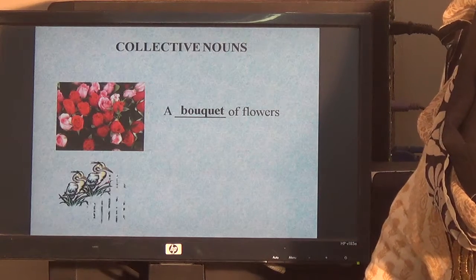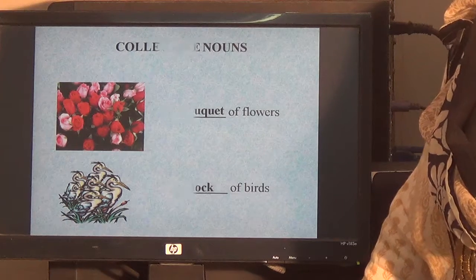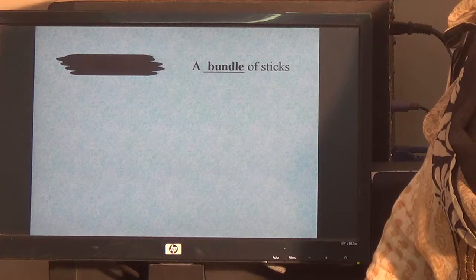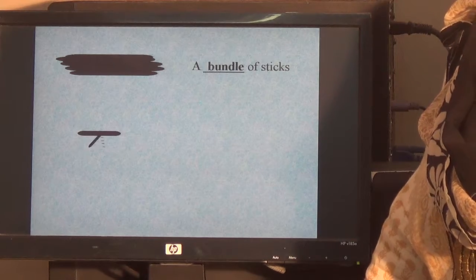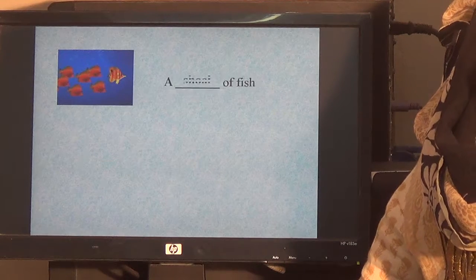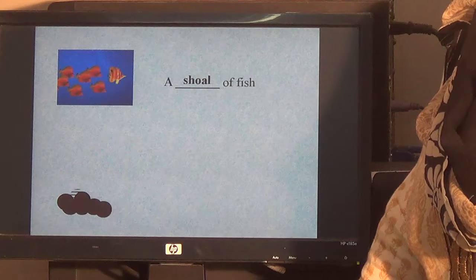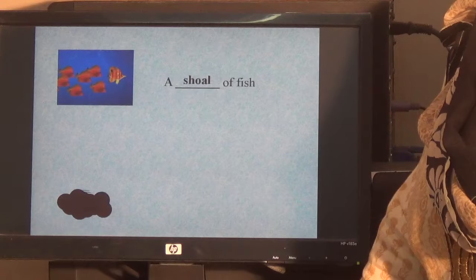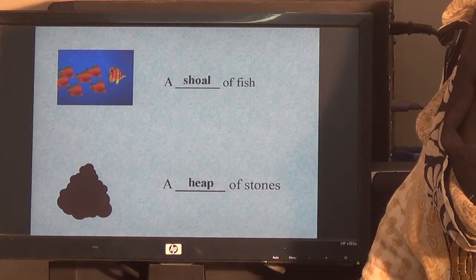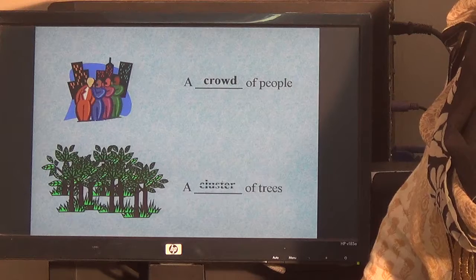A bouquet of flowers, a flock of birds, a bundle of sticks, a bunch of grapes, a shoal of fish, a heap of stones, a crowd of people, a cluster of trees.